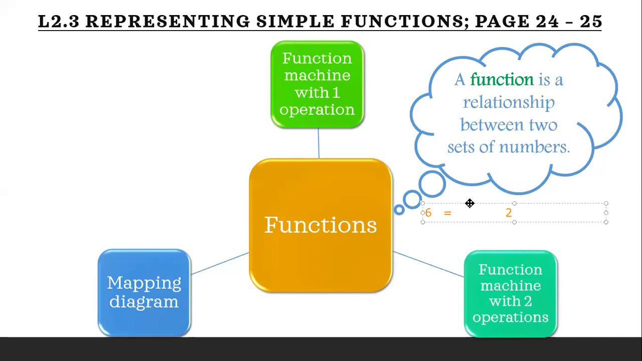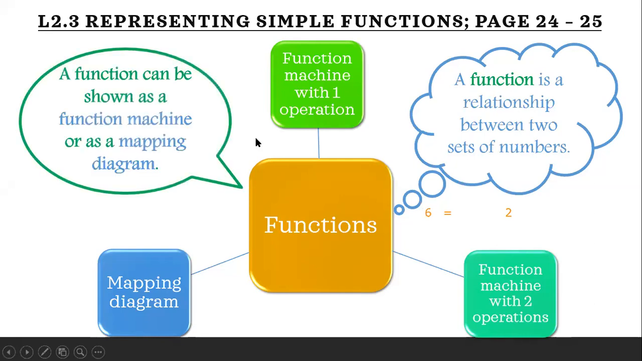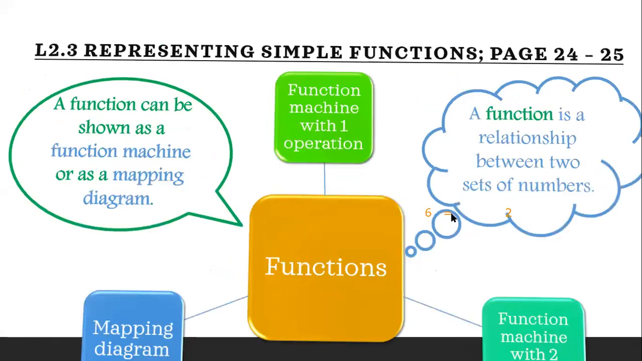So now, how do I represent a function? You have more than one way. Our lesson is only about two ways, either using a mapping diagram or using a function machine. The function machine will have two levels, either with one operation or with two operations. A function can be shown as a function machine or as a mapping diagram. What do I mean by a function machine? It's a way to write the relationship that I just mentioned.